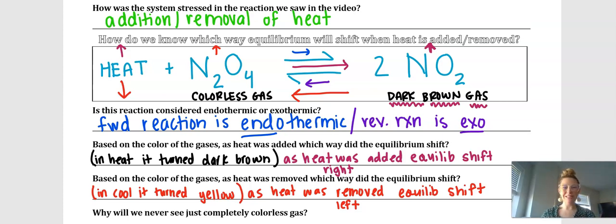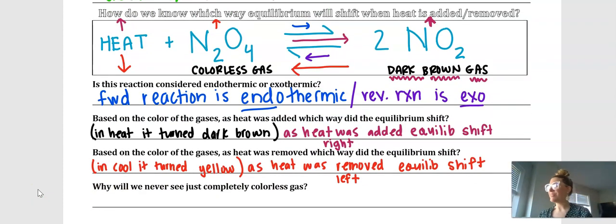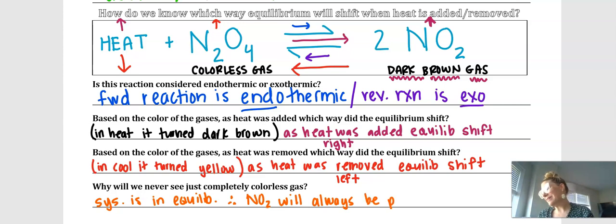Now, why do we never just see a colorless gas then? What's our reasoning? Well, remember that we are in an equilibrium system, okay? Our system contains both N2O4 and NO2 at any given moment. We're never going to have zero amounts of either. Because of that, NO2, which is dark brown, will always exist in our system. So when the system is in equilibrium, NO2 will always be present. We're never going to have no dark color or no brown gas in there because it's always going to be there. All right, excellent.